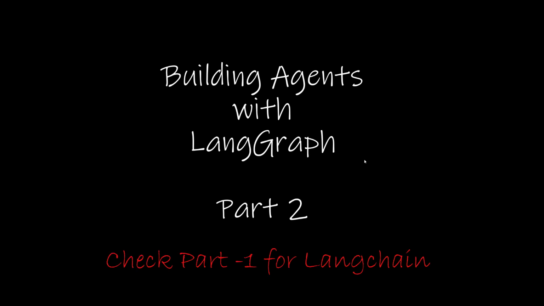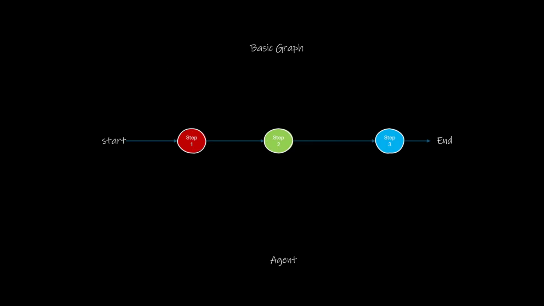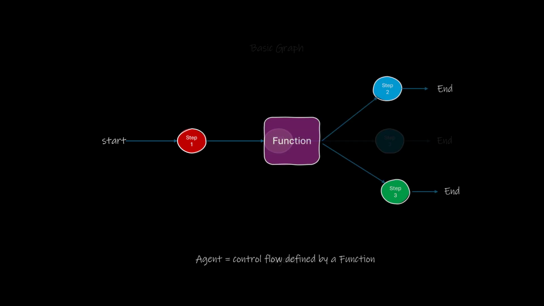This is part 2 of building agents with LangChain and LangGraph. In part 1 you have seen LangChain, and in this video we are going to talk about LangGraph. What we will cover in this session is, first, what a graph is, a very simple graph, what a node is, what edges are, and then we will build a graph with a decision node.